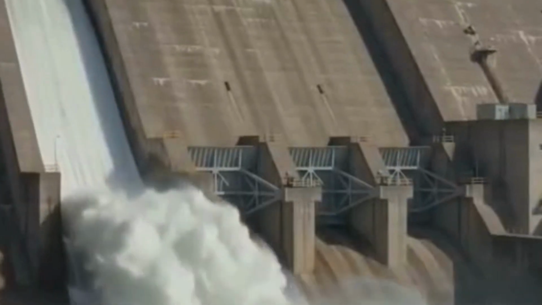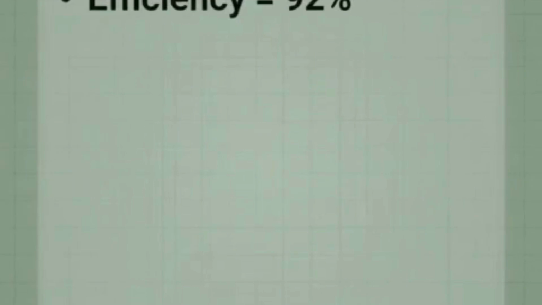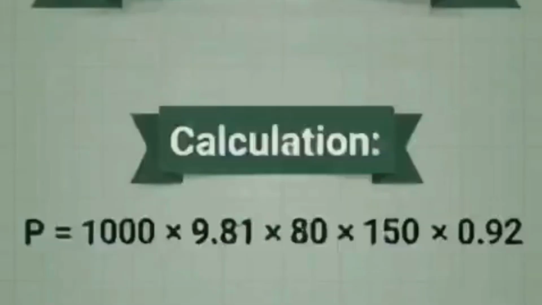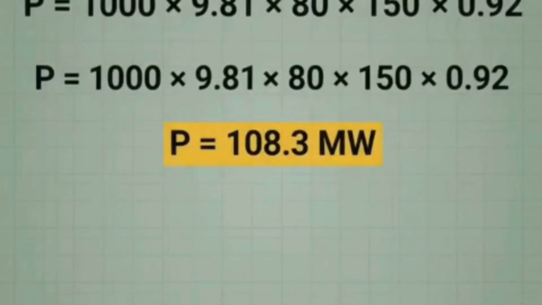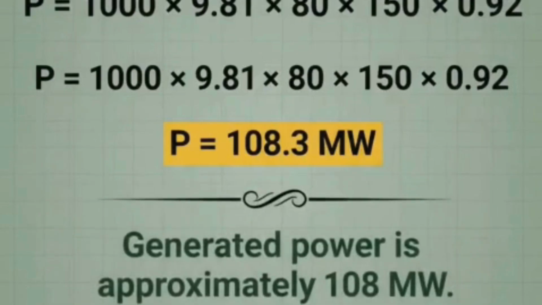Let's calculate the generated power. We are given 150 meters of head. Multiplying flow, gravity, and efficiency, the power is about 108 megawatts.